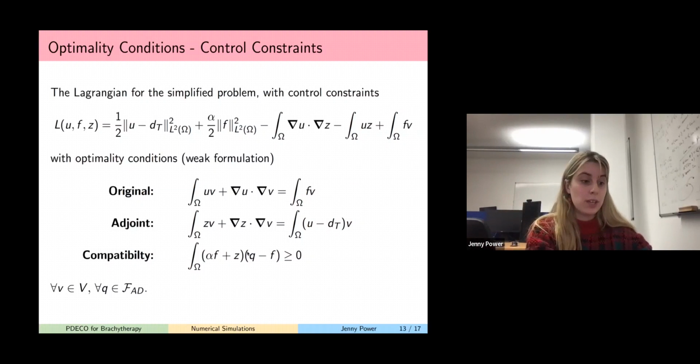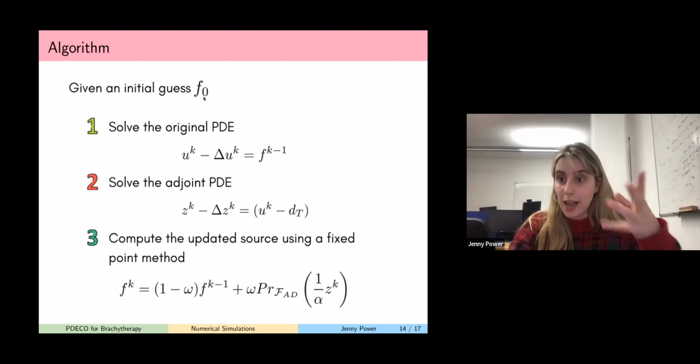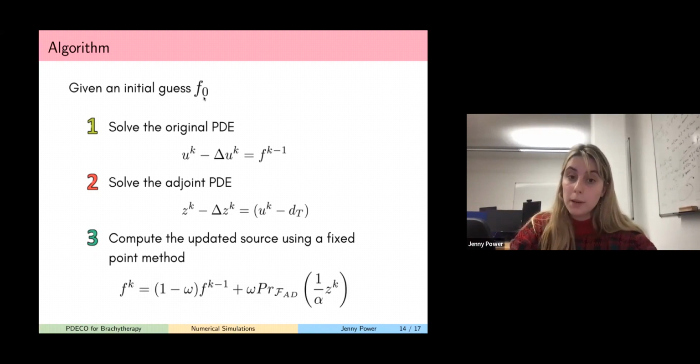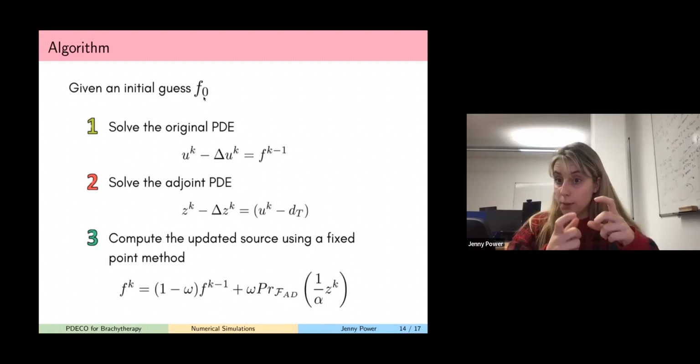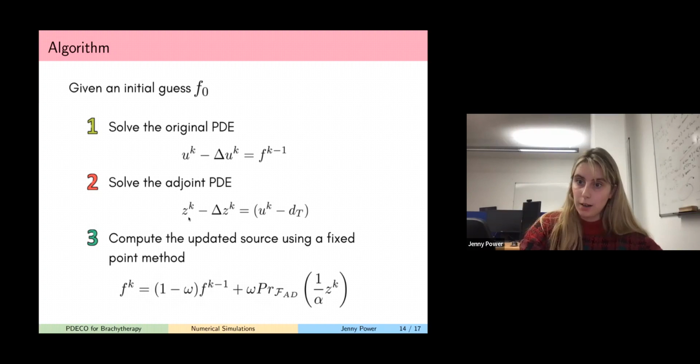So this is our Lagrangian functional for this case. And as you can see, our compatibility condition now is this variational inequality. So what is the algorithm for solving this? It's a bit more complicated. We can't just solve a linear system anymore. We have to do a little bit more. The way that I'm currently tackling this is iteratively. So we first solve the forward PDE. Given some initial guess for our source, we solve the forward PDE to get some guess for U, and so our flux. We then solve the adjoint PDE to get an estimate for Z, our adjoint.